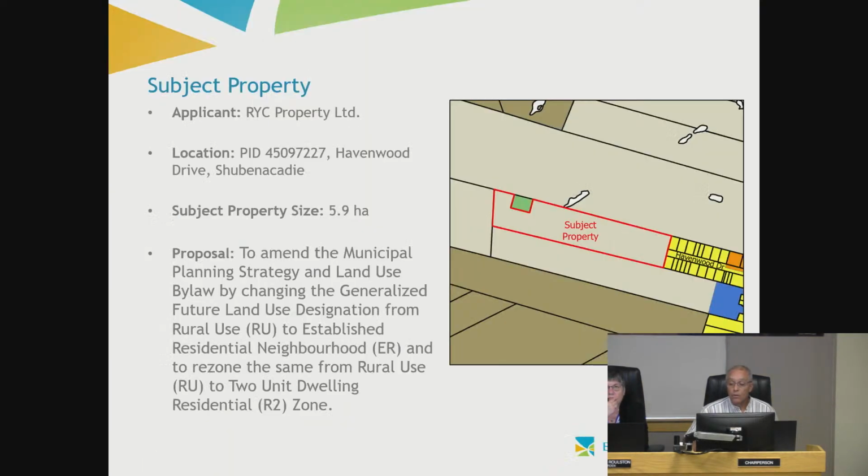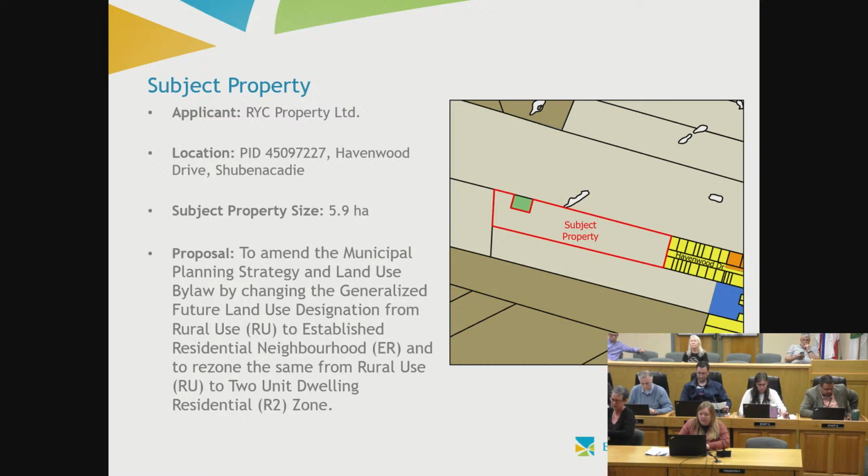Thank you, Mr. Chair. So again, the applicant is RYC Property Limited. The property is located in Shubenacadie at the end of Havenwood Drive. The size of the property is 5.9 hectares, and the applicant is looking to have the land use designation and zone change to allow for R2 development.